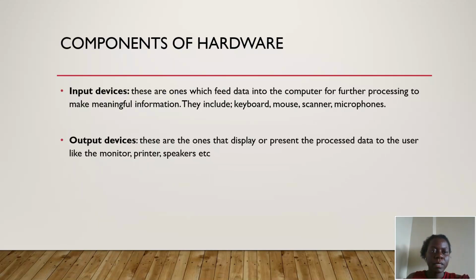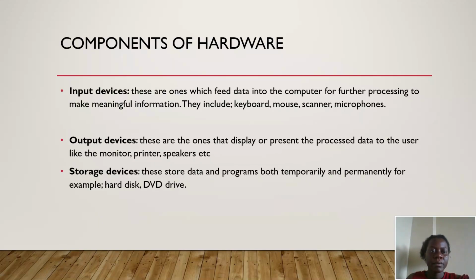Let us go to the components of the computer hardware. We have the input devices. These are ones which feed data in the computer for further processing to make meaningful information. They include keyboard, mouse, scanner, and the microphones, and so on. Then output devices. These are the ones that display and present the processed data to the user, like the monitor, printer, and the speakers, etc.